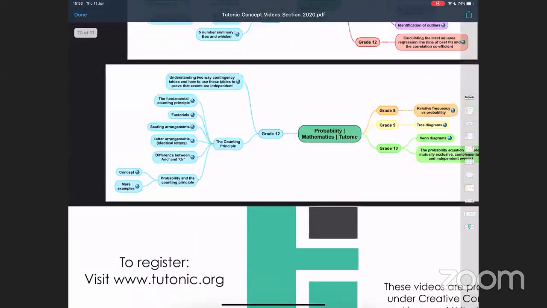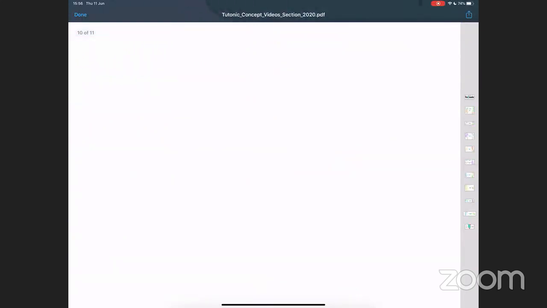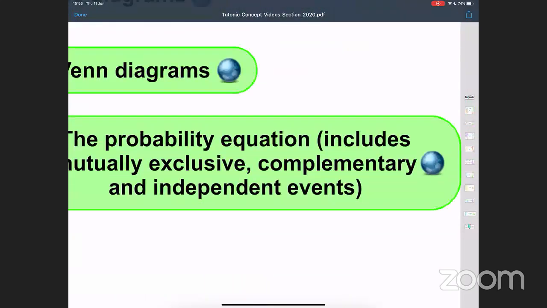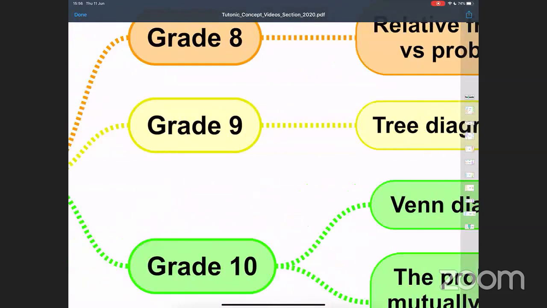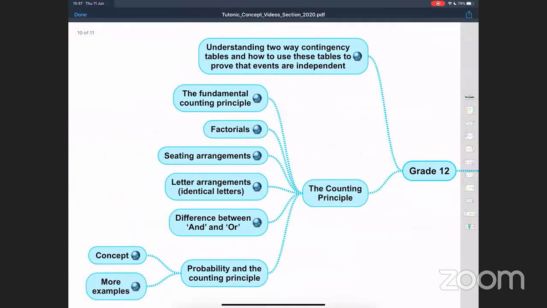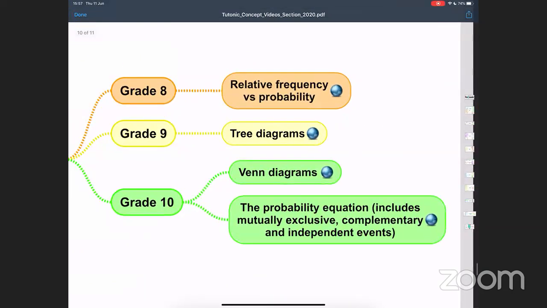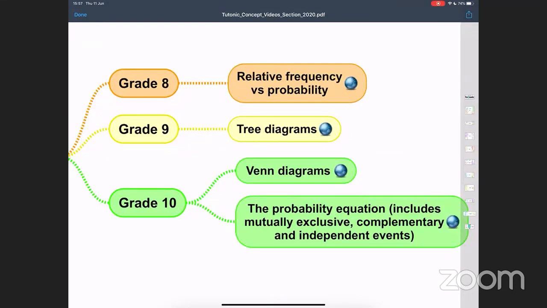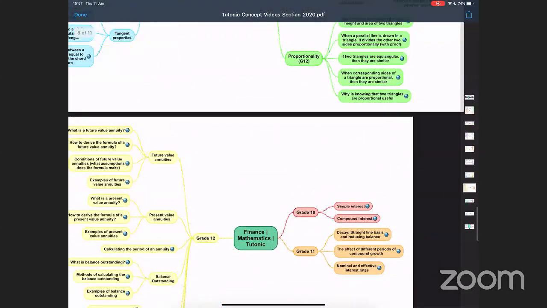When I was in matric, the final question in my exam was on tree diagrams, believe it or not. Which grade are you taught tree diagrams? Grade 9. That was the final question in my matric exam, and a lot of people struggled because they just focus on grade 12. There is stuff taught in previous grades that is so essential if you want to answer the questions. That's why we made this mind map for you so that you can go back. It's only for your benefit.